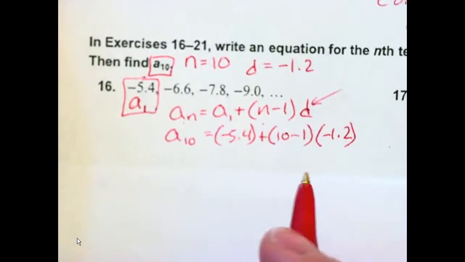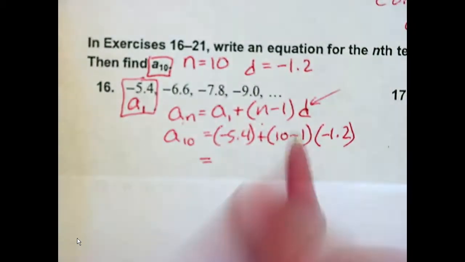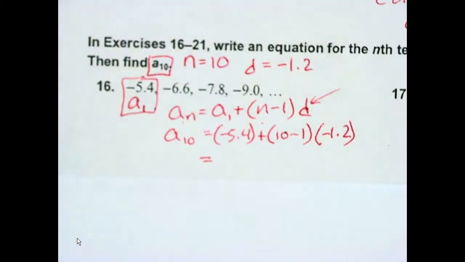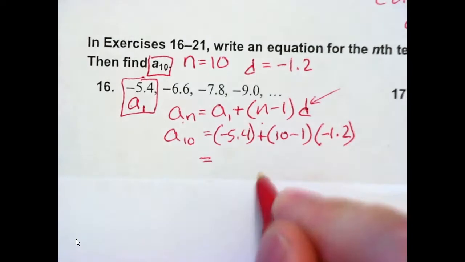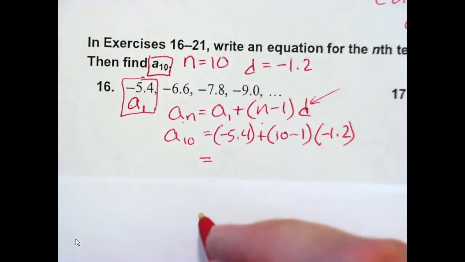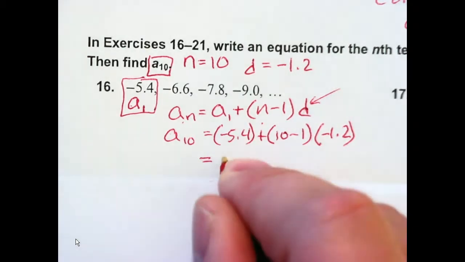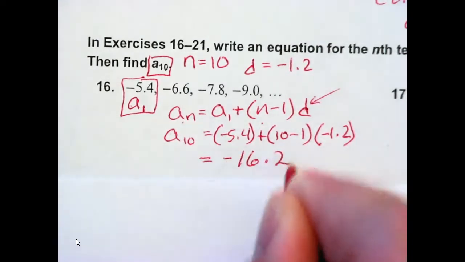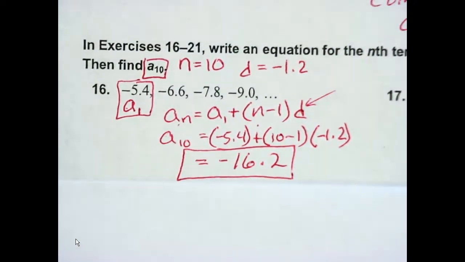And now it's just doing the math. Remember, a sub 10 doesn't mean anything. It just says the 10th term. Okay? Everyone calculate it out. Figure out what you get there. All right, doing the math. What do we get here? I get negative 16.2 also. Negative 16.2? Negative 16.2. Well done.